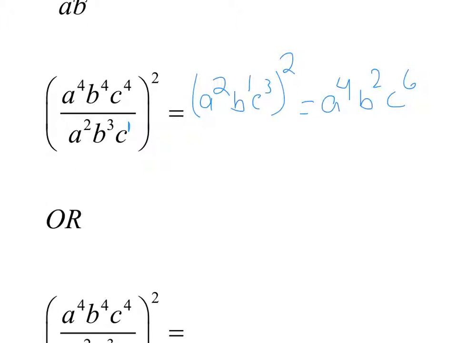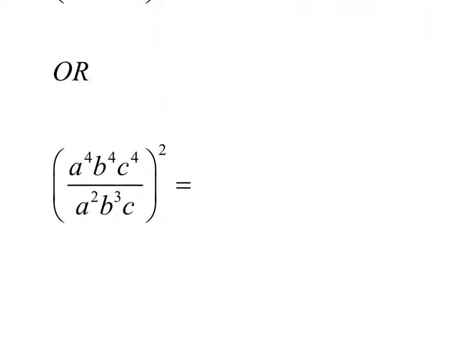Now the other way, I guess I'll show you, that you could do is distribute this to all of it first, okay? So don't forget to give this a 1. So you'd have A to the 8th, B to the 8th, C to the 8th. Because remember, 4 times 2, 4 times 2, 4 times 2. So here we have 2 times 2, 3 times 2, 1 times 2. So you have A to the 4th, B to the 6th, C to the 2nd.